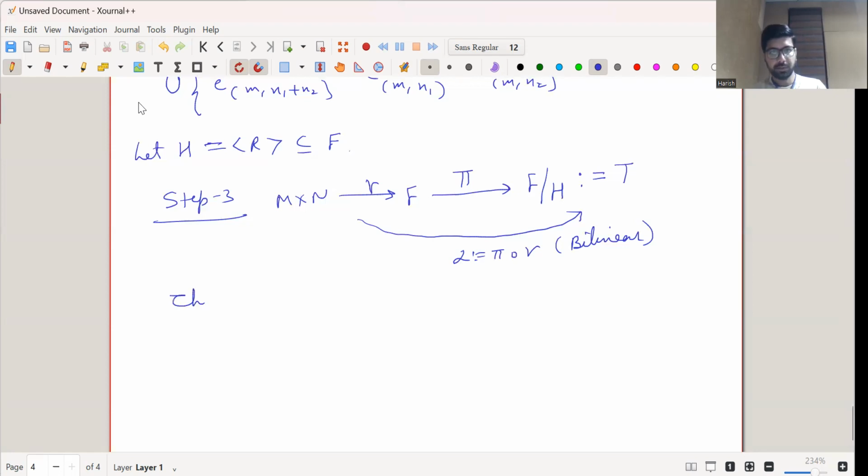Okay, so one can check that T and alpha is the tensor product, because a tensor product, if it exists, is unique.